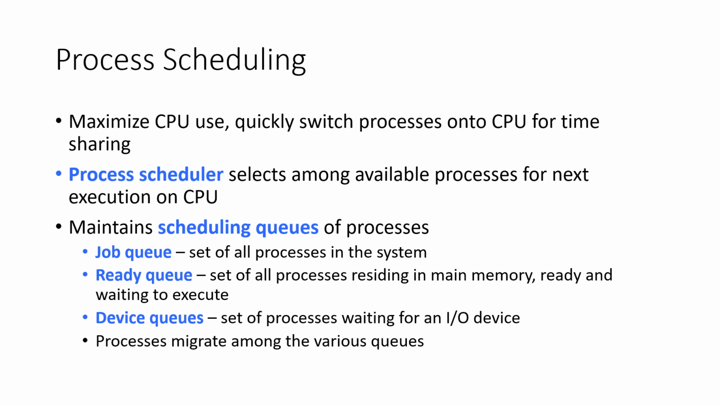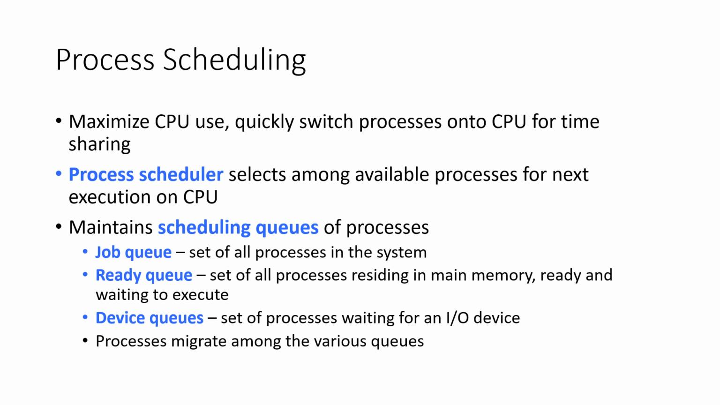For this, we need to take care that there is a quick switching between processes so that the CPU time is equally given to all the processes. So maximizing CPU use by quickly switching between processes is the task of process scheduling. For this we need a process scheduler. The process scheduler is the one who selects among available processes for the next execution on the CPU. So which process has to be executed next is decided by the process scheduler.